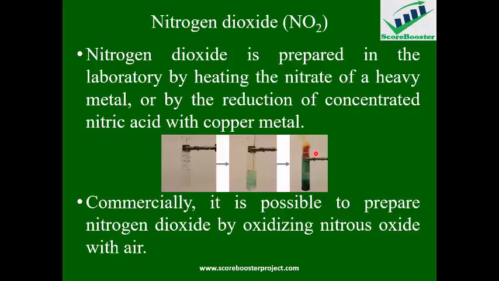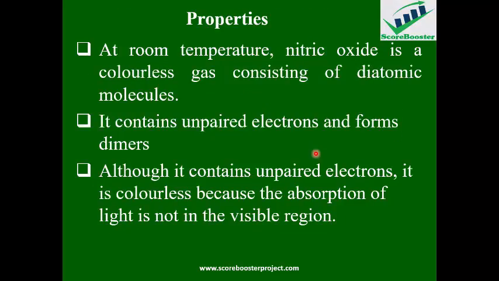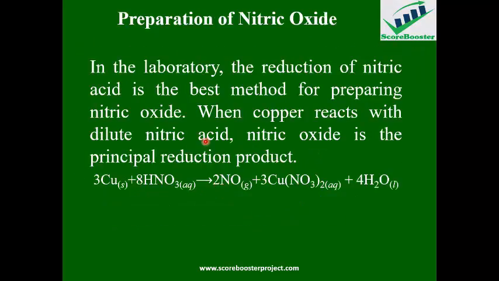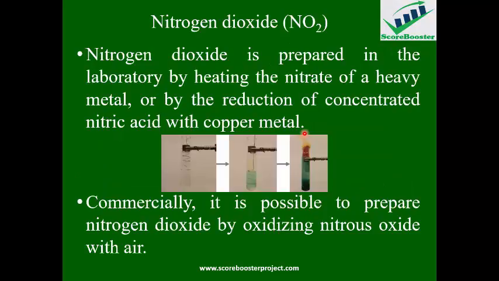Commercially, we can produce nitrogen dioxide by oxidizing nitric oxide. Nitric oxide, that we just mentioned, if you have it with oxygen, we can add oxygen to it and produce nitrogen dioxide.